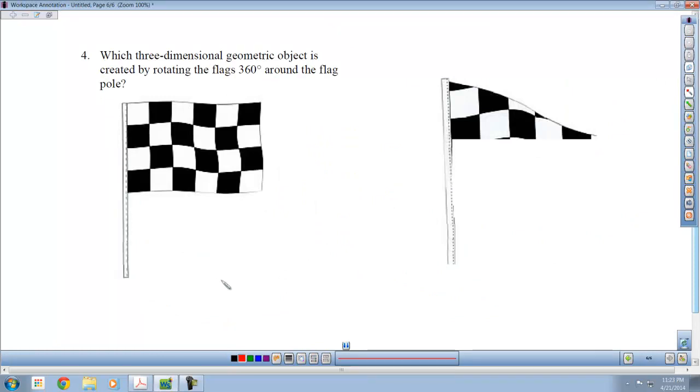Number 4 tells us we're going to make a three-dimensional geometric object by rotating the flag 363 degrees around the flagpole. In other words, we're going to spin this just like that. So what shape would it make if it went around there? Well, I'll remind you that anytime you're rotating something, you always get something with a circle. So really you have to pick from what things have circles in them, what three-dimensional geometric objects.